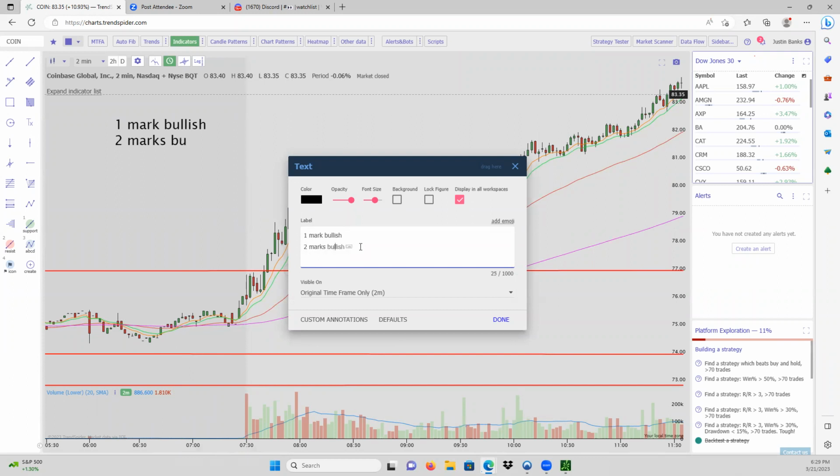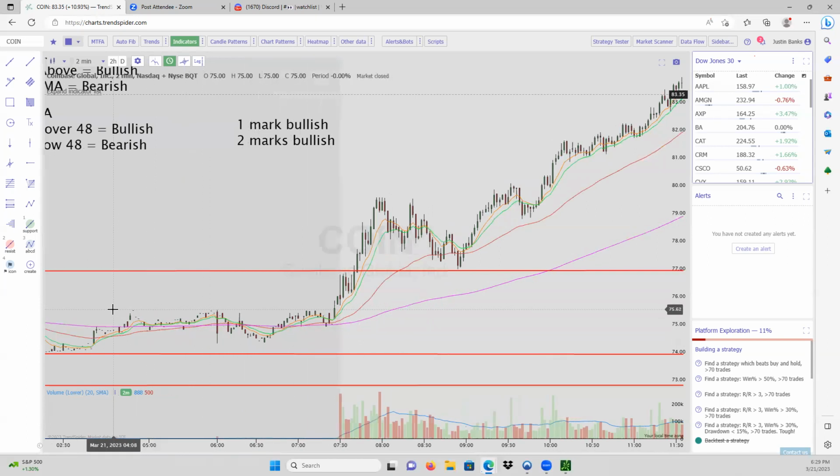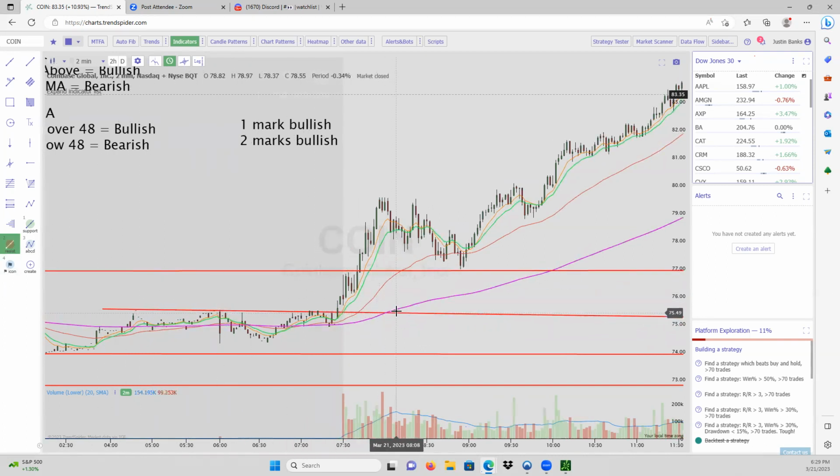So you can use these as confluences, right? If this is confluences on a high probability setup, so now we have 2 marks for a bullish thesis. Great. Now what are we looking at? Well, are we above this pre-market high and this pre-market resistance right here? We are, right? We opened up, we're above it. Perfect.